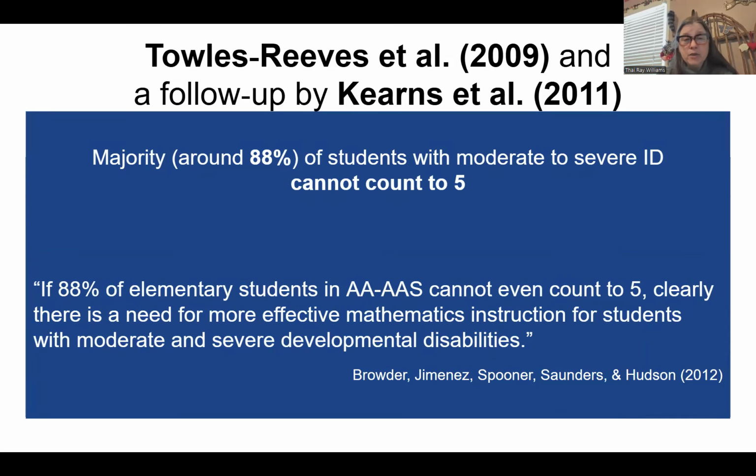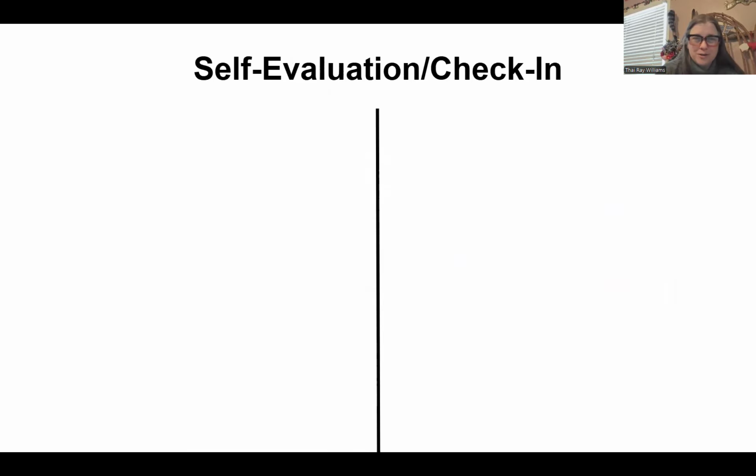If 88% of elementary students who take the alternate assessment can't even count to five, then clearly there is a need for more effective math instruction for students with moderate and severe developmental disabilities, which is why you're here in this class. This is what this class is all about. Because we can impact this. You have the power to change this. And that's why I find this part of the semester so exciting. It feels like we're superheroes or something.